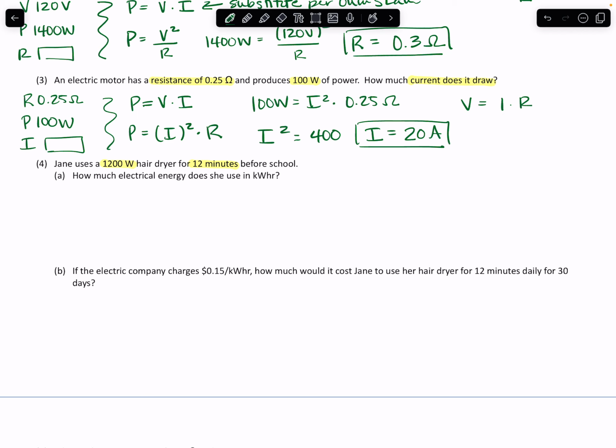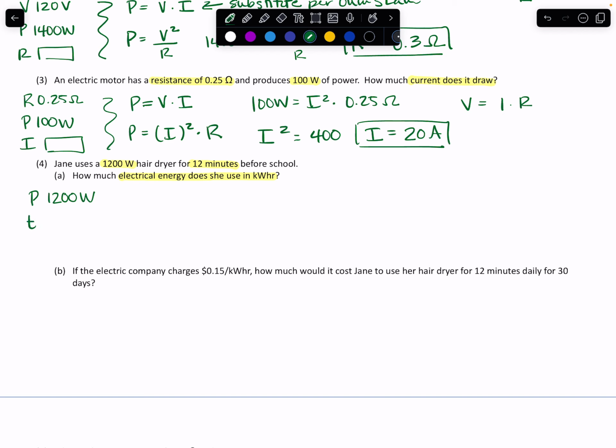Jane uses a 1200 watt hairdryer for 12 minutes before school. How much electrical energy does she use in kilowatt hours? So we're looking for an energy value here, and we have a particular unit. What do we have? We have power, 1200 watts.